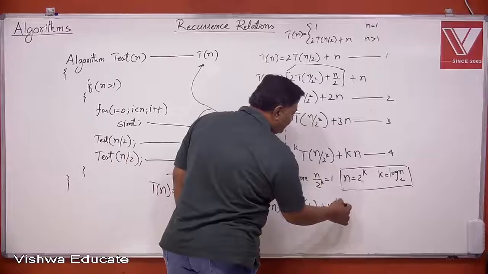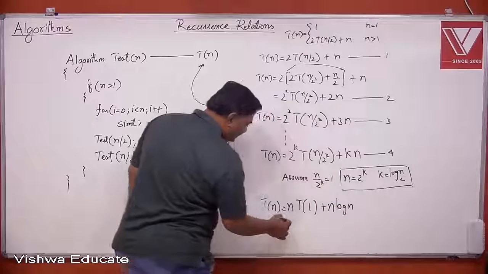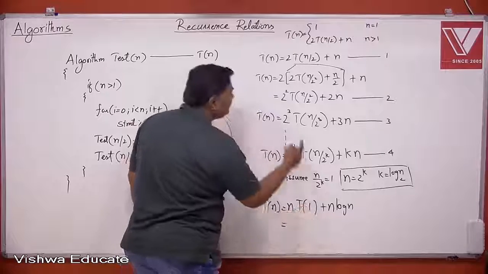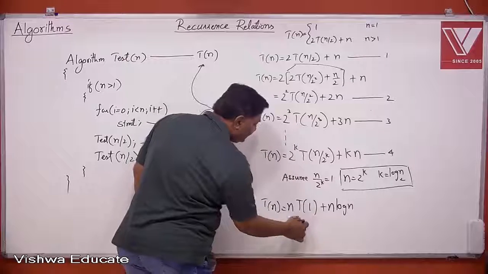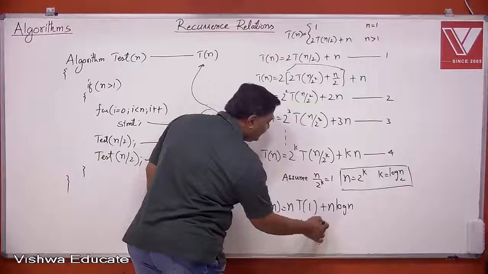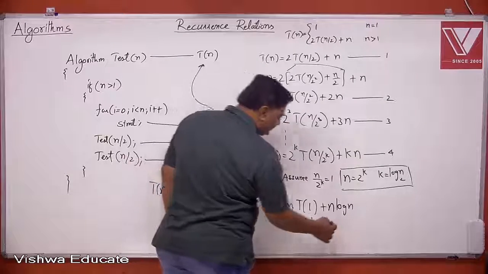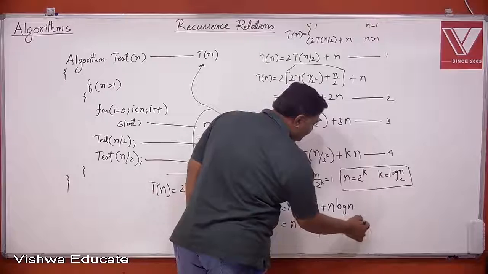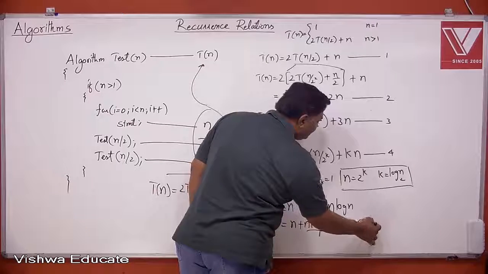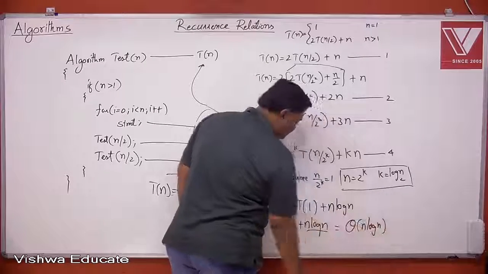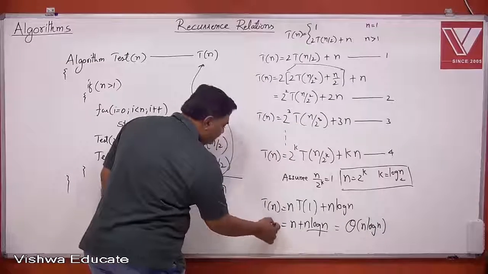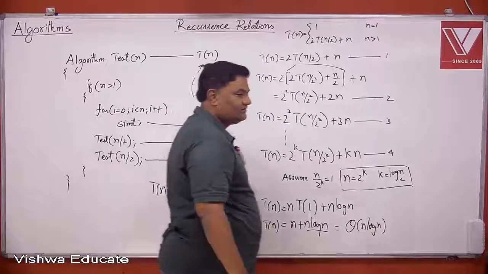So n into log n I am writing. Then T1 is how much? 1. So this is n plus n log n. So which is the higher term? The highest degree term is this one. So this is theta of n log n. That's it. This is the answer.